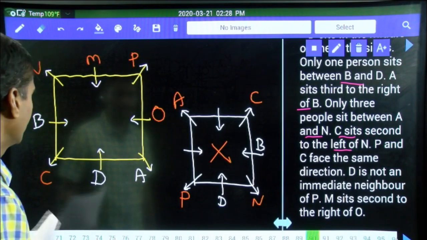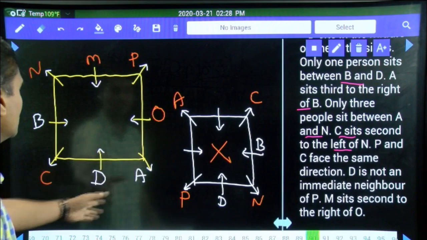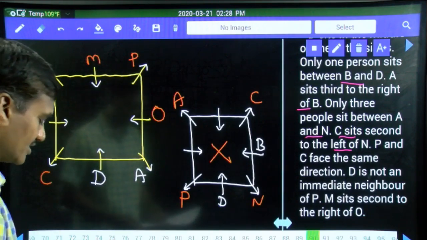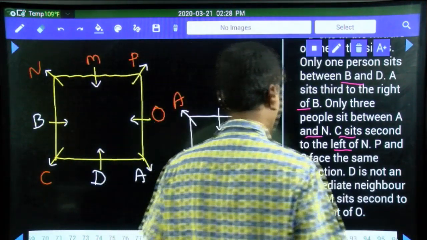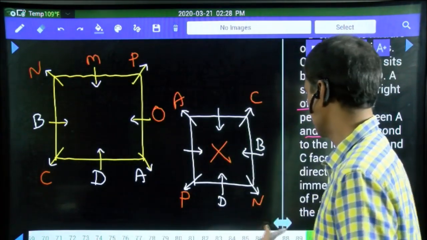Then now in this one, this is how these 8 persons are seated around the square table, 4 at the corner and 4 at the center. Okay? Write down this arrangement.